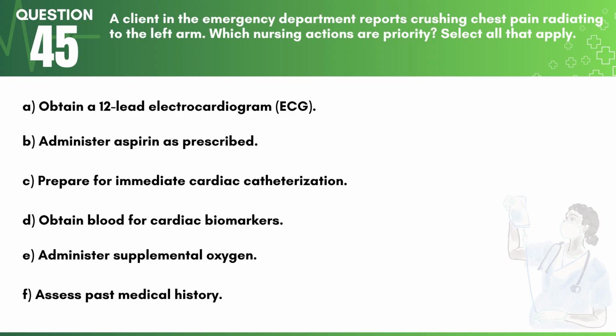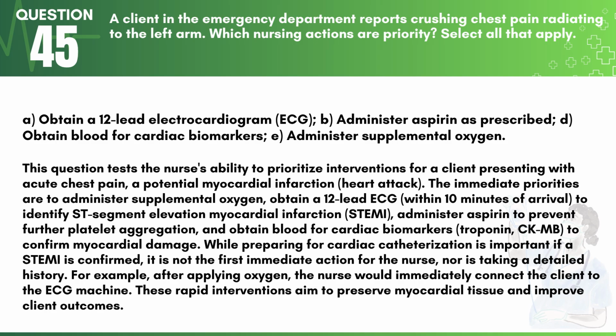D. Obtain blood for cardiac biomarkers. E. Administer supplemental oxygen. F. Assess past medical history. Answer. Obtain a 12-lead electrocardiogram, ECG, administer aspirin as prescribed, obtain blood for cardiac biomarkers, administer supplemental oxygen.